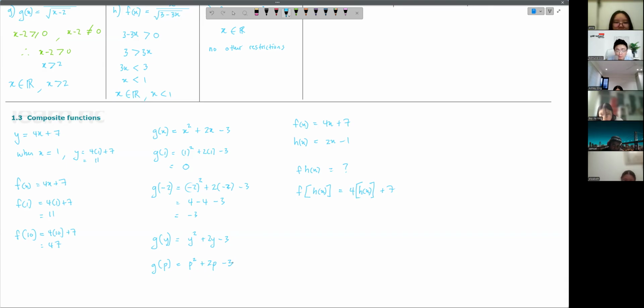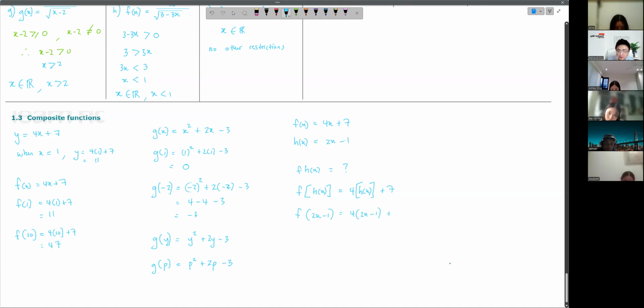So this is what we call a composite function, because you are putting a function inside a function. Yeah, like Inception. All right, so how does this one work? To help you understand better, you can put 2x minus 1, because h(x) is 2x minus 1, right? So it's 4(2x minus 1) plus 7. Then you simplify it. 8x minus 4 plus 7, 8x plus 3. So this is the composite function of this.